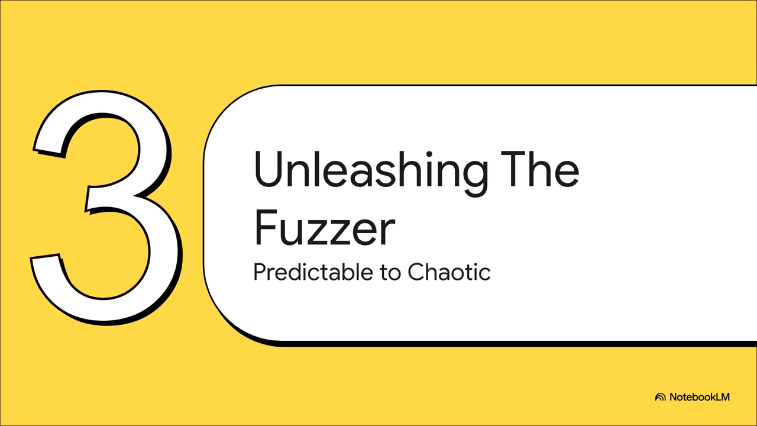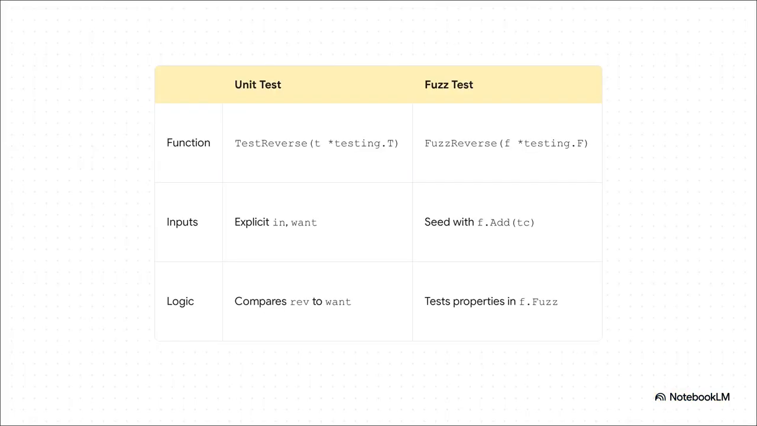It's time to stop being so predictable and to introduce a little bit of chaos into the mix. We're going to turn our simple unit test into a fuzz test and just let the computer do the hard work of finding all the weird stuff for us. Now, turning a unit test into a fuzz test is actually pretty simple.